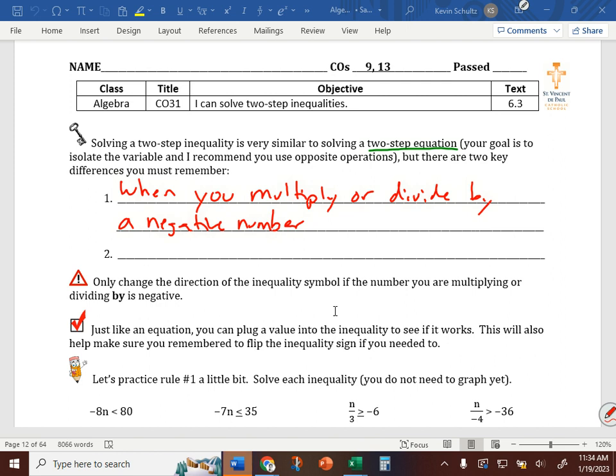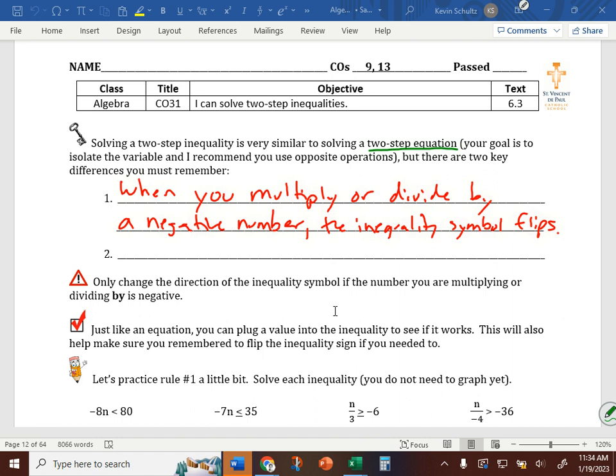Good. By a negative number, the inequality symbol flips. Okay? When you multiply or divide by a negative number, the inequality symbol flips. That's the quirk about solving inequalities we don't have to worry about with the equations.